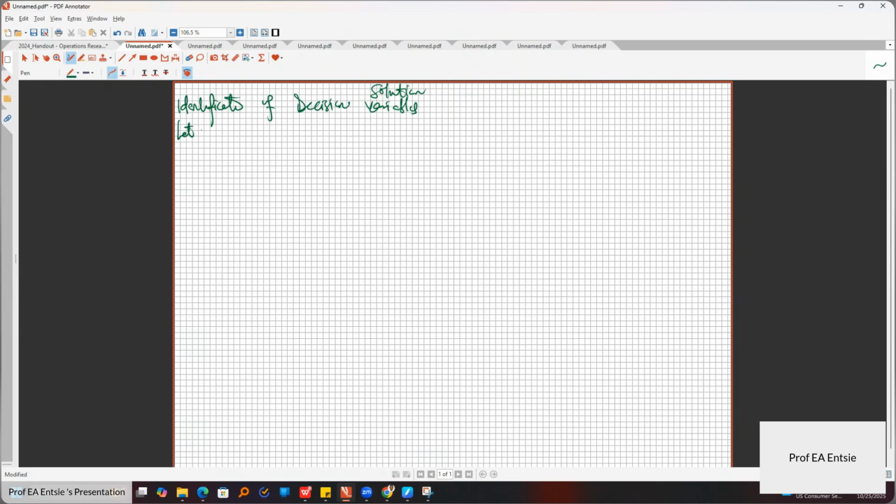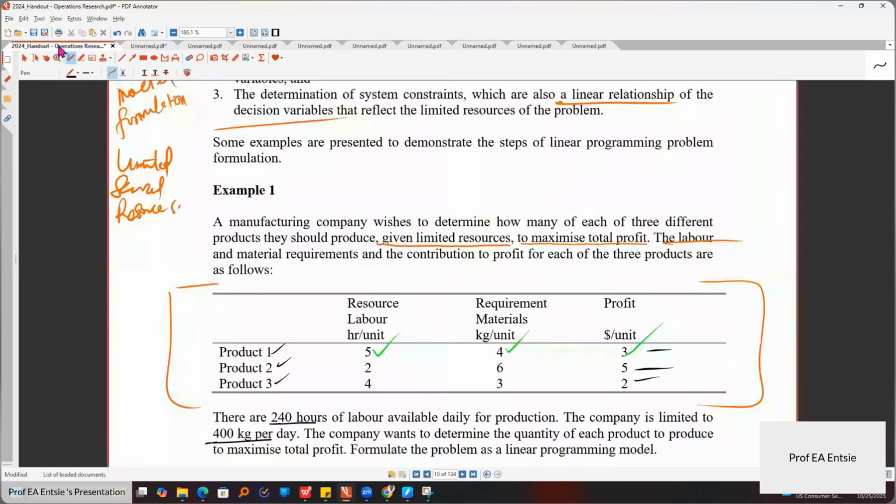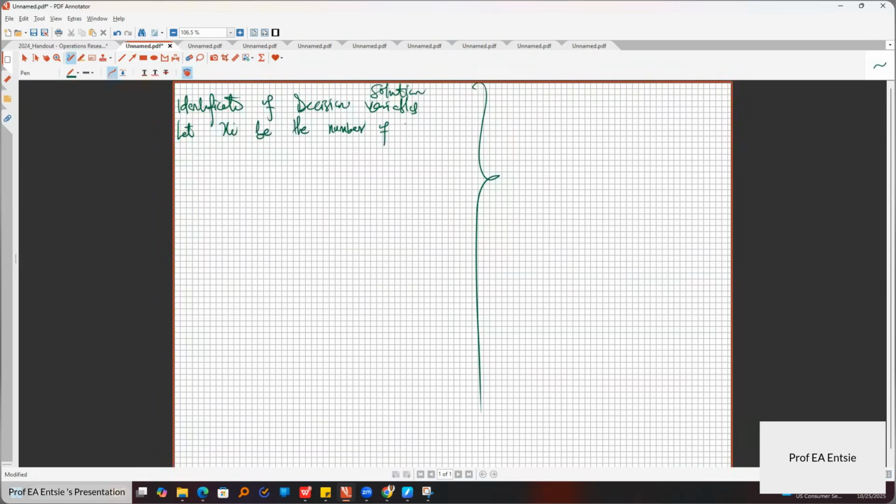We say let xi be the number of, the question is saying we have to find the number of each product. So let xi be the number of products i to be produced, and i is one, two, three, since we have three products there, right?